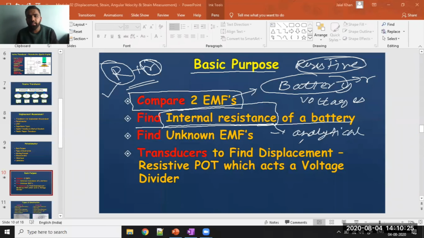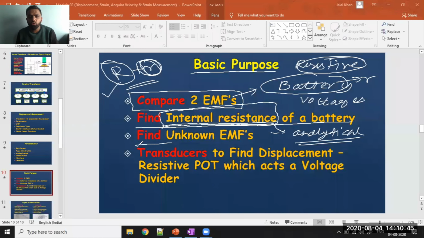So to compensate analytically, or even experimentally, if we want to compensate that thing, this internal resistance, so that my instrument, you can say the range for which my instrument is designed is properly working and it is properly calibrated. So for that reason, we even need to find the internal resistance of the battery.